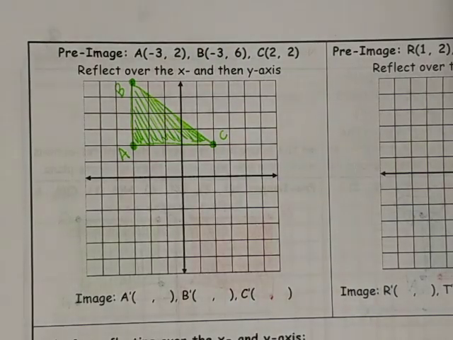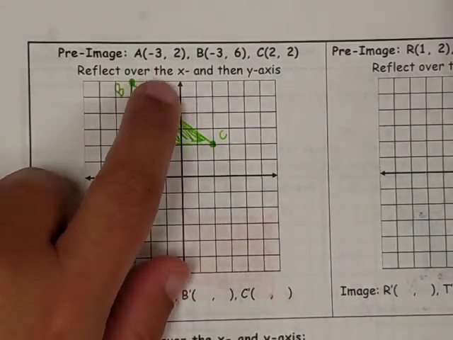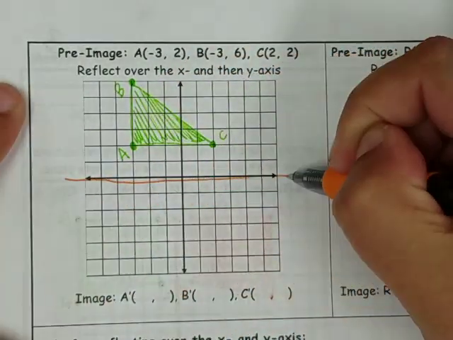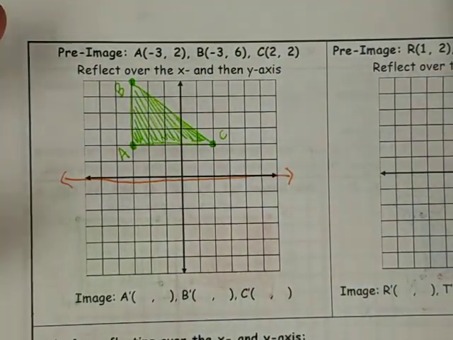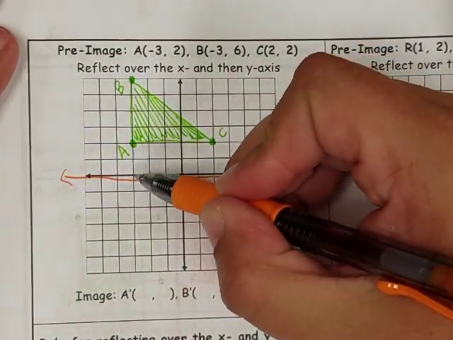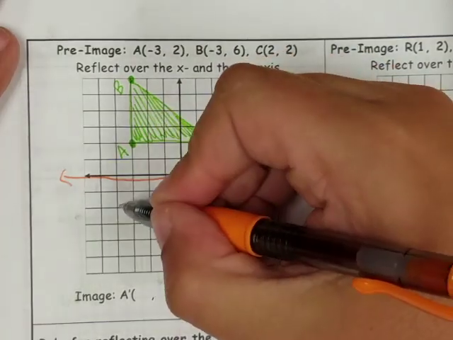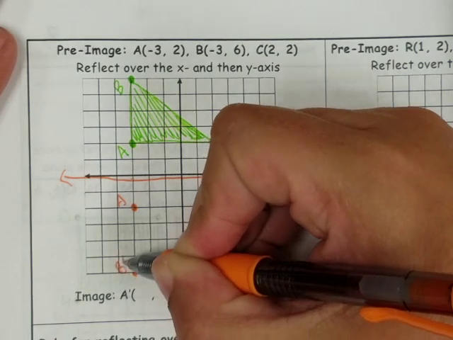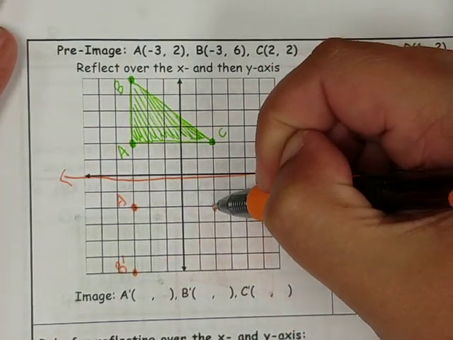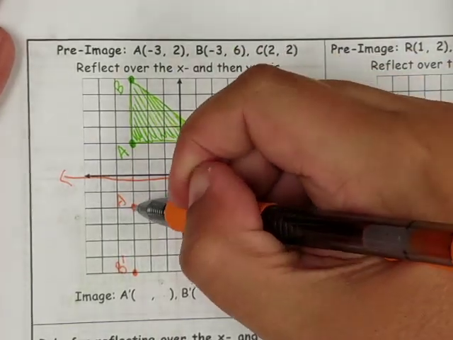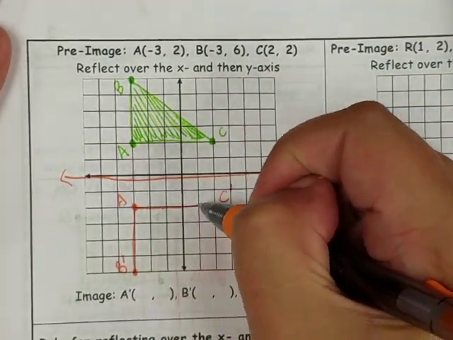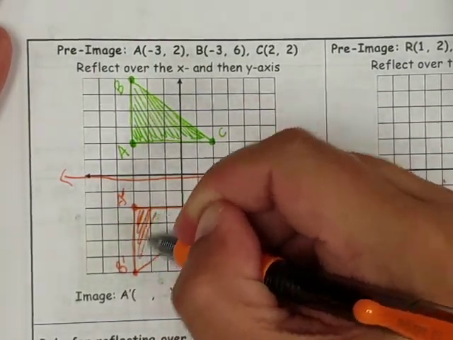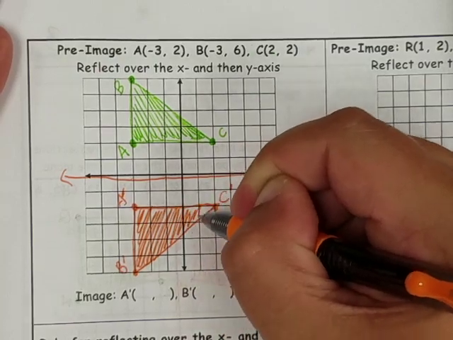So the first reflection, I'm going to do in orange. We're going to go over the x-axis, which is this one right here. I'm going to go quick because we have done this now 4 times. So this is 2 away, so this is 2 away. There's my A prime. B is 6 away, so B is 6 away here. C is 2, so C is 2. And I went ahead and labeled them A prime, B prime, C prime. I forgot my prime on this A. All right, so there's my first reflection.